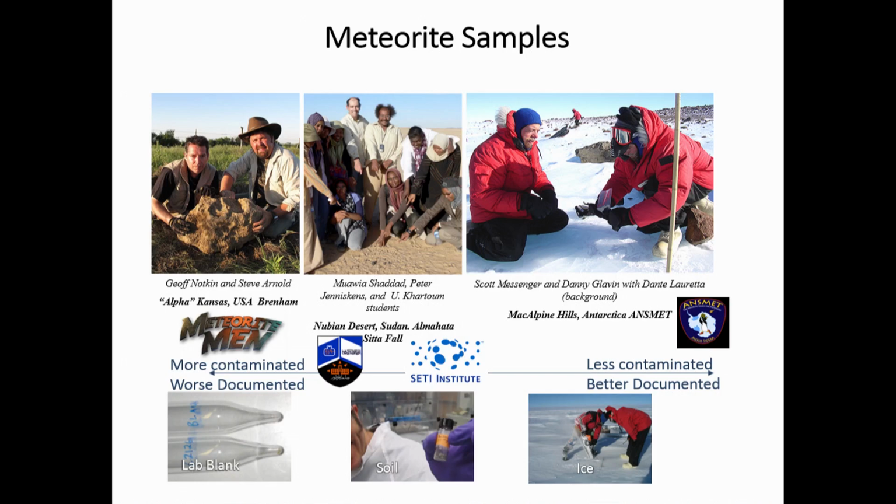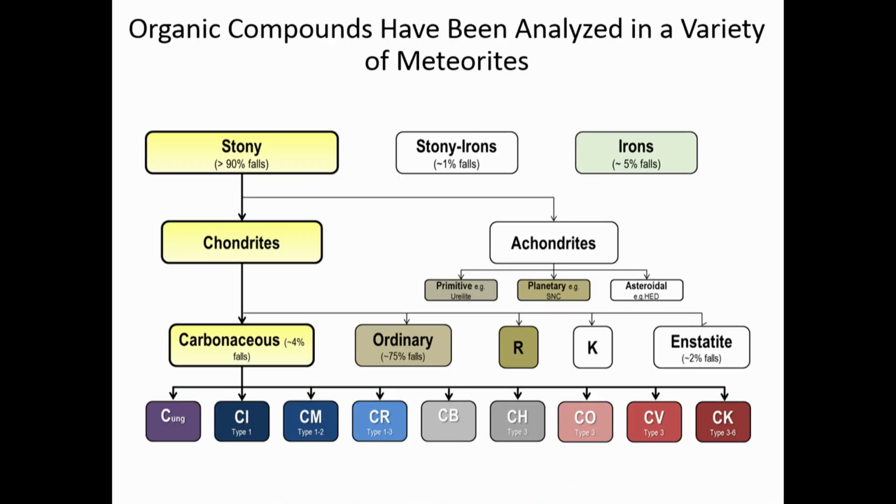And then here are some examples of the types of blanks and controls that we try to have as well. We have our laboratory blanks to understand contamination from our lab. And when we can, we try to get soil or ice from where a meteorite was collected, so we understand any environmental impact that might have gone into the meteorites.